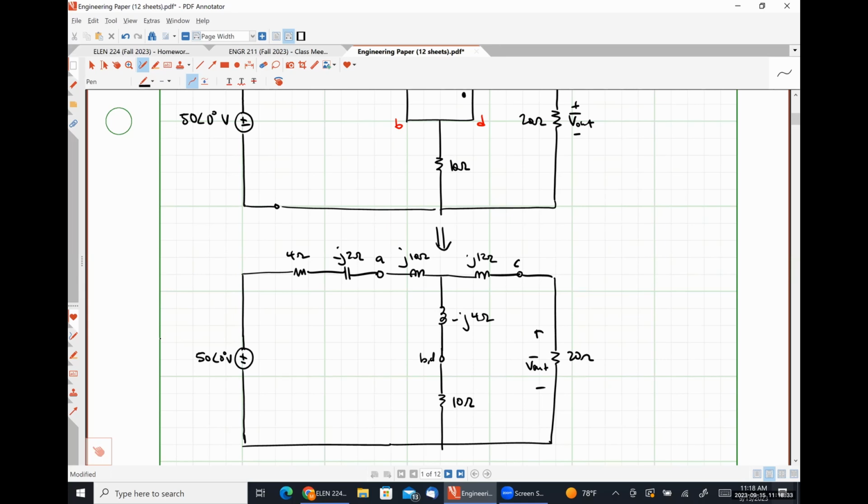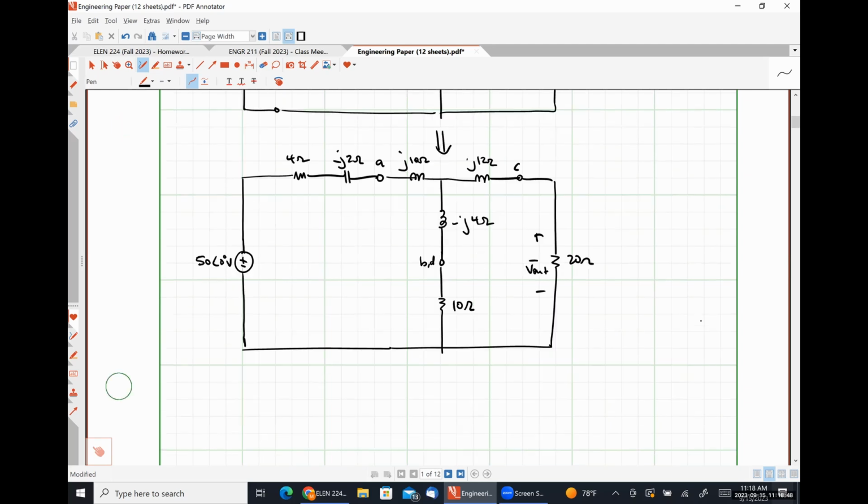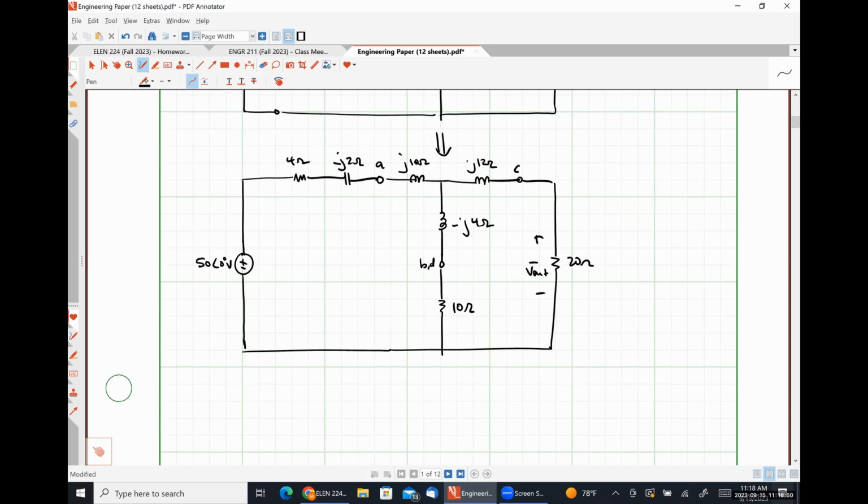So nothing remotely wrong with it, but this is what I'm willing to do because I'm very lazy. Okay. I'm just going to call, for the sake of argument, this voltage Vx.